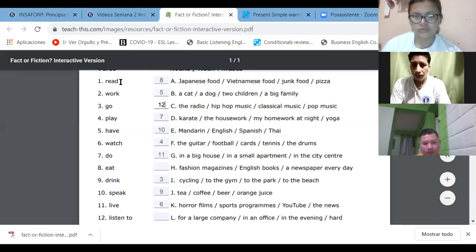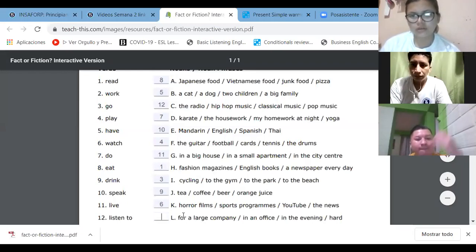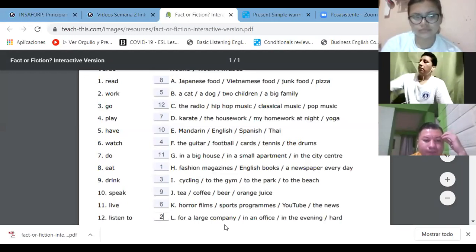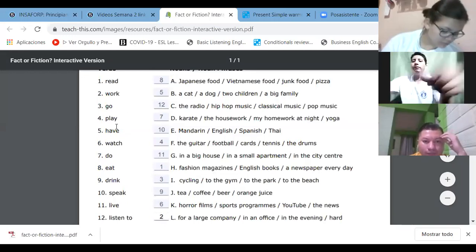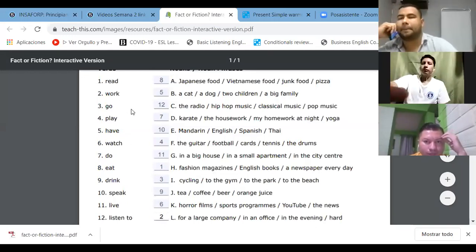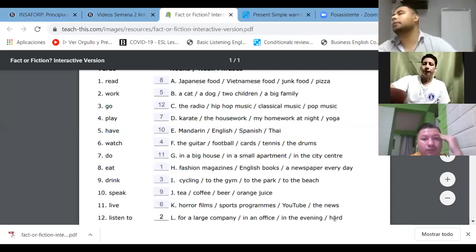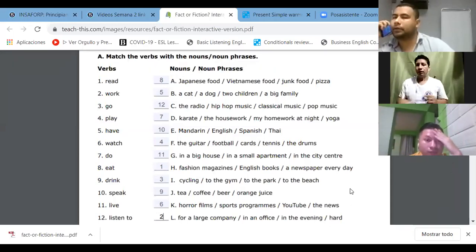Yes. Okay, number 1. Letter H. Okay, read fashion magazines, read English books, read a newspaper every day. And work, letter L. Yes, work for a large company, you can work in an office, you can work in the evening, or you can work hard.